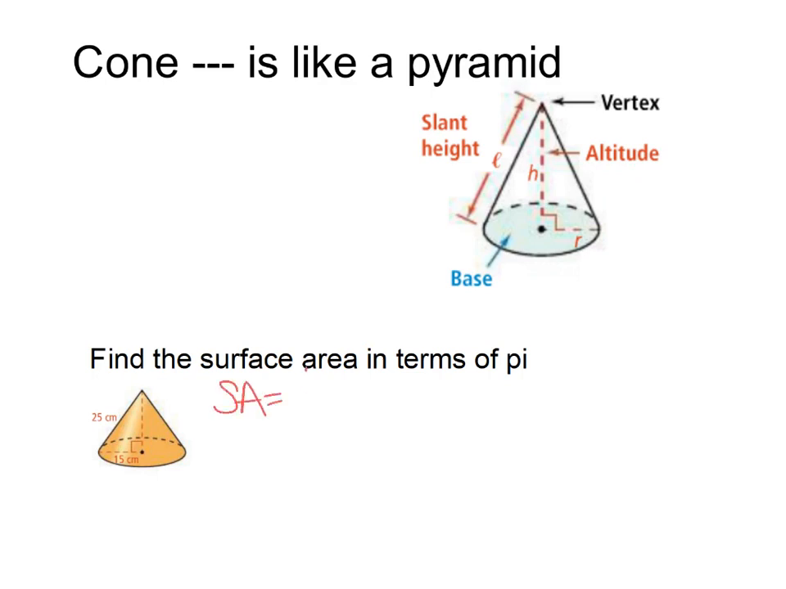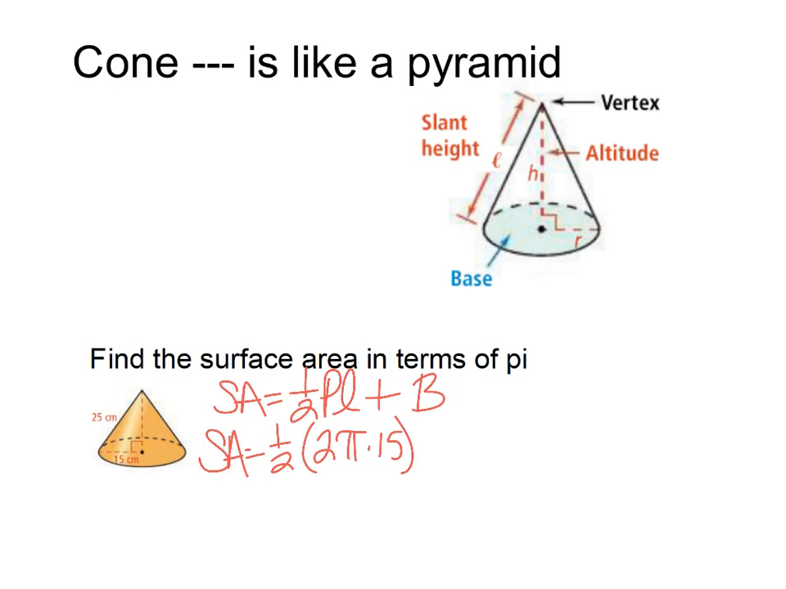Surface area, 1/2 PL plus B. 1/2, the perimeter. The perimeter on a circle is ultimately the circumference. So that's going to be times 2 pi r, and r is 15. So your perimeter is just circumference, times your slant height. Well, they gave us the slant height over there, the 25 would be your slant height, plus the area of the base.